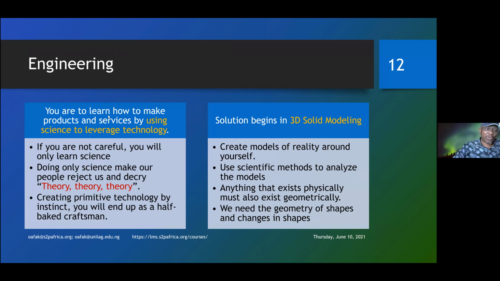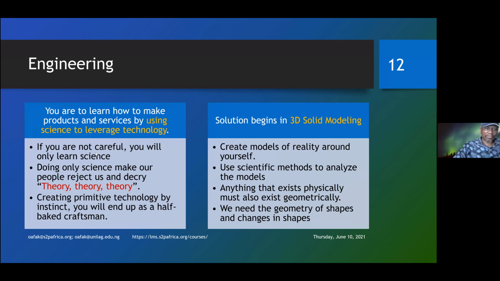In engineering, you are learning to make products and services by using science to leverage technology. If you do not do that, you have not done engineering. And that is a very terrible condemnation of what we have been doing over the years. Because many times, in our universities, we limit our engineering to the science, whereas the science is just the beginning. It's to be leveraged to create technological products.